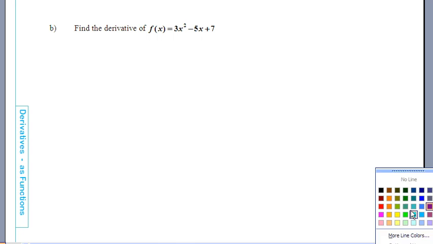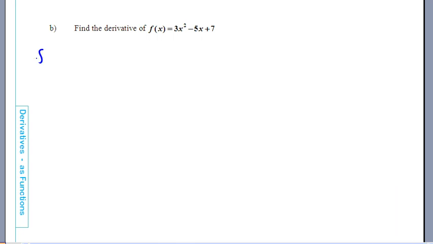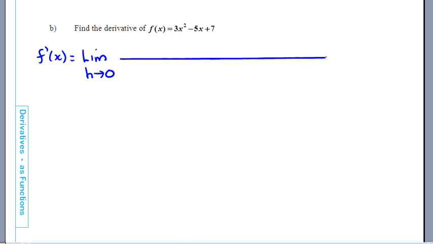Okay, here goes. It's going to look very similar. This f prime of x, it's going to be a limit as h goes to 0. We're doing a little grade 10 slope calculation. So we've got to set up our y2 minus our y1, all on top of our x2 minus our x1. I need a big long line here.